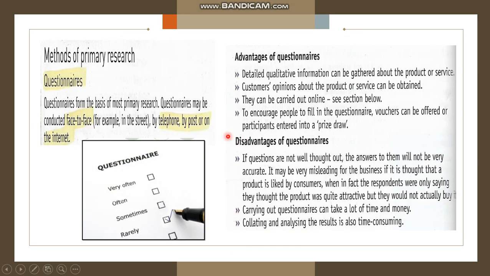Okay, now when we say methods of primary research, we have four given in your textbook: questionnaires, online surveys, interviews, and the focus groups. Now, questionnaires form the basis of most primary research. Questionnaires may be conducted face to face, for example, in the street, by telephone, by post, or on the internet.